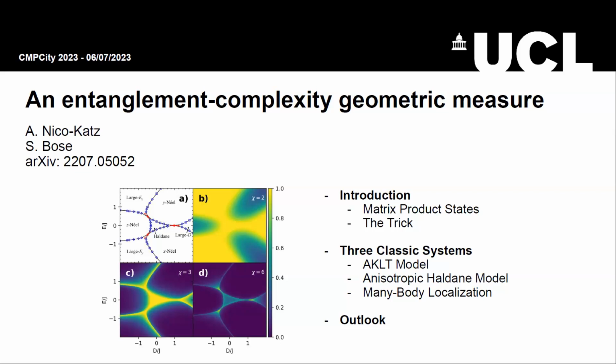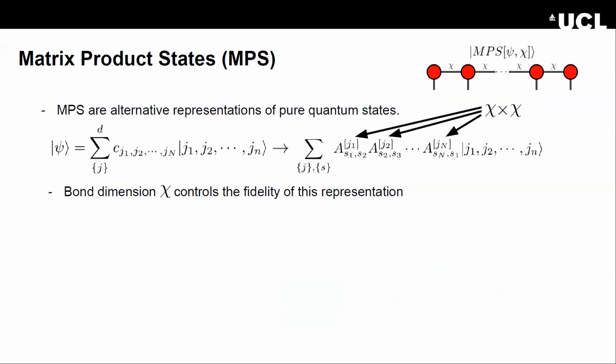So, oh, I need to click here. Yeah, cool. Okay. So first things first, matrix product states. For those of you who aren't too familiar with them, the main point that I'm trying to make here is that they are alternative representations of pure quantum states. Again, a divergence from Rupert's work.